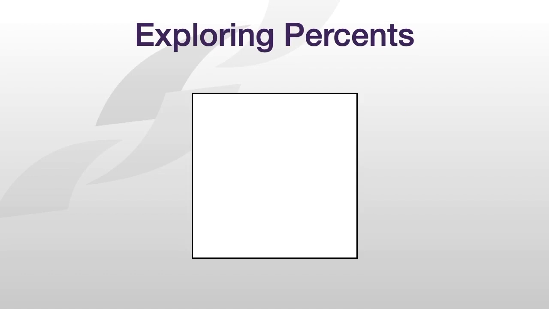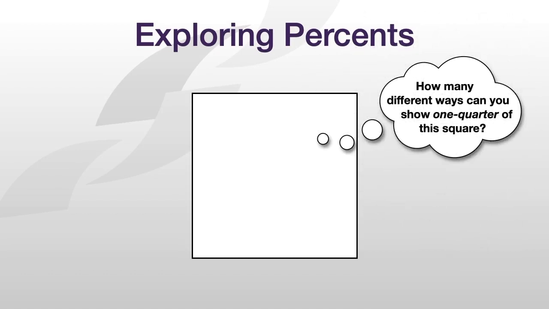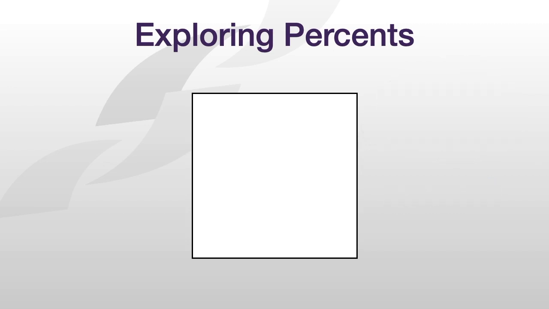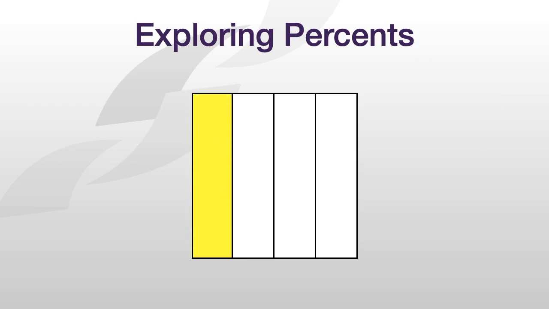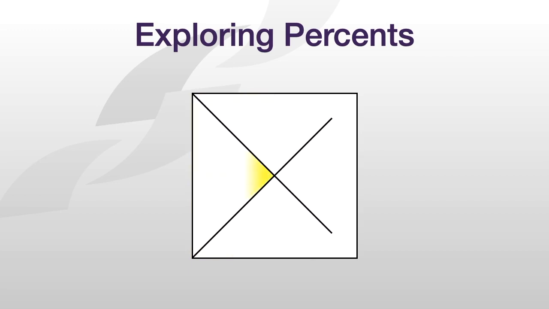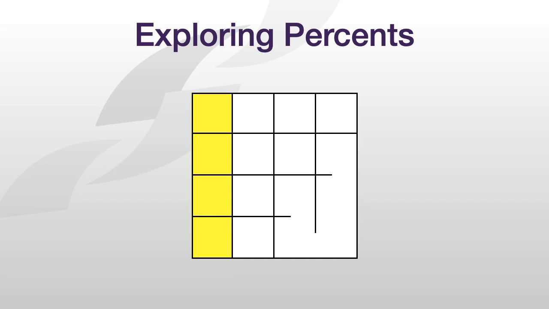How many different ways can you show 1/4 of this square? You might have divided the square into 4 columns and shaded one of those columns. You might have shaded one of 4 squares, or triangles. There are many possibilities where one of 4 equal-sized parts is shaded. Maybe you divided the square using 4 rows and 4 columns. This shows that 1/4 is equivalent to 4/16. This creates even more possibilities.